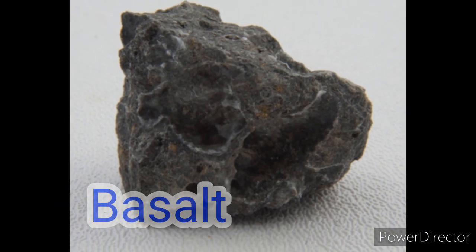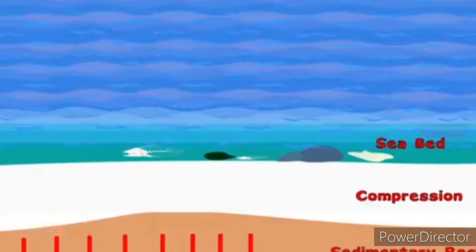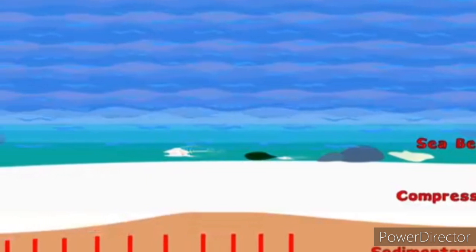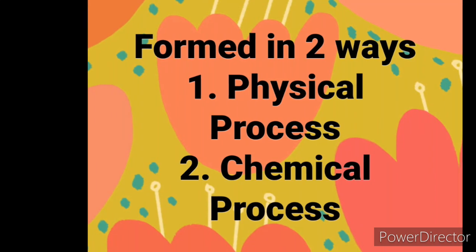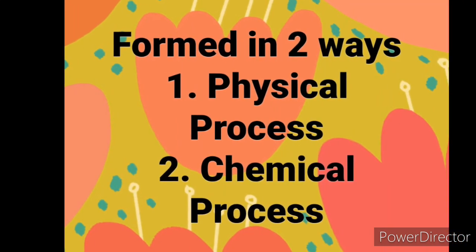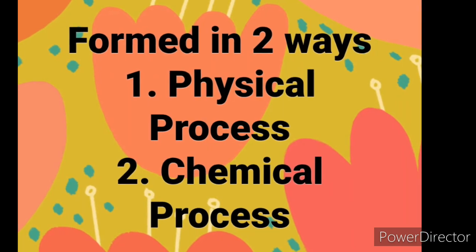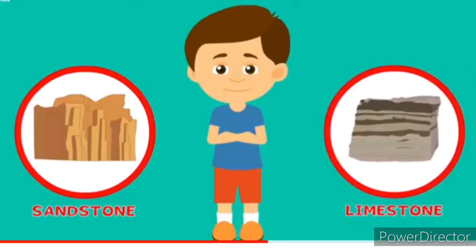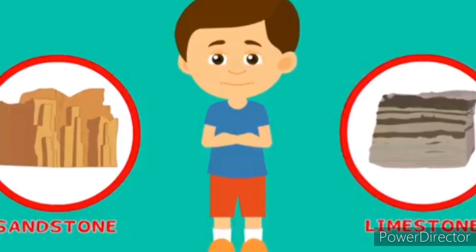The second type of rock is called sedimentary rocks. These rocks are formed through weathering, erosion, and cementing. These rocks are formed in 2 ways. 1. Through physical process. 2. Chemical process. Example, sandstone and limestone.